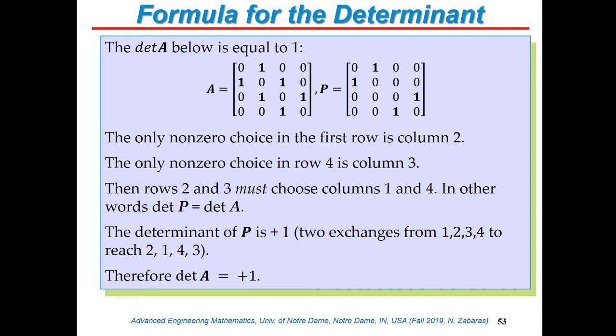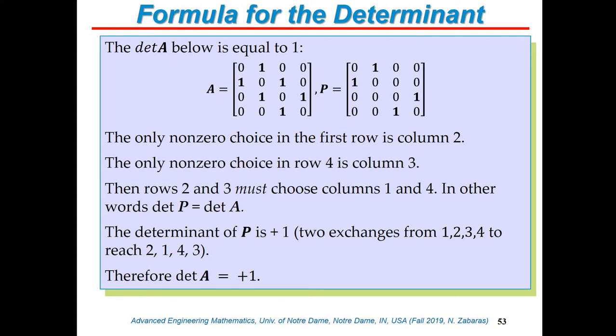So here, again, we have many terms. We have 4 factorial terms, and with a simple selection of the non-zeros, the combinations of rows and columns that give non-zero contribution to the determinant, we conclude that the determinant of this matrix is equal to 1.